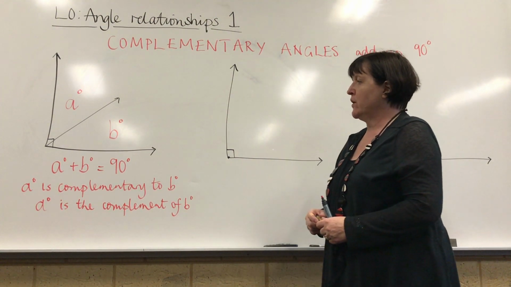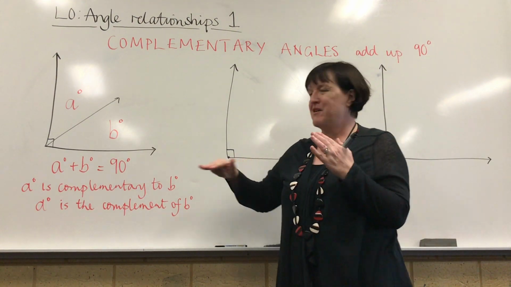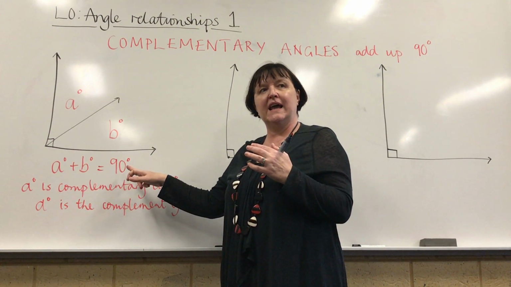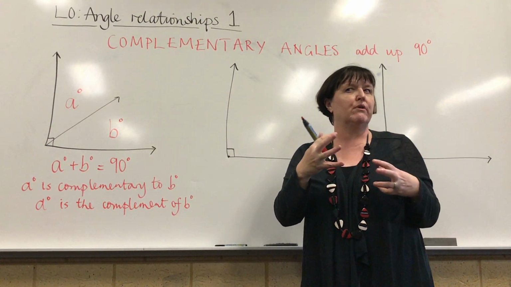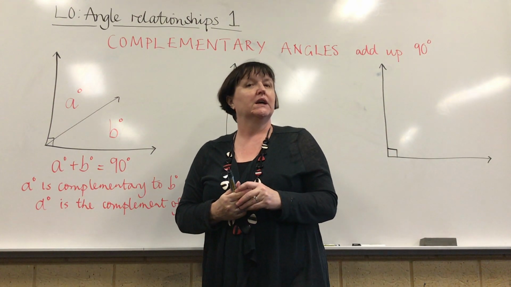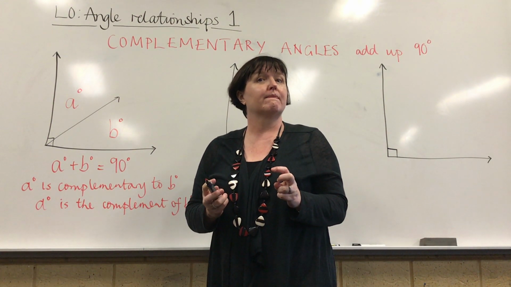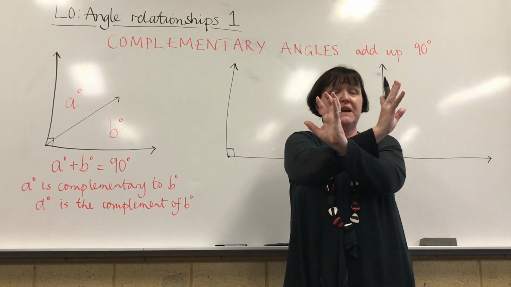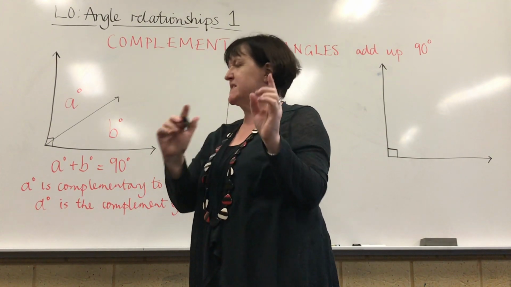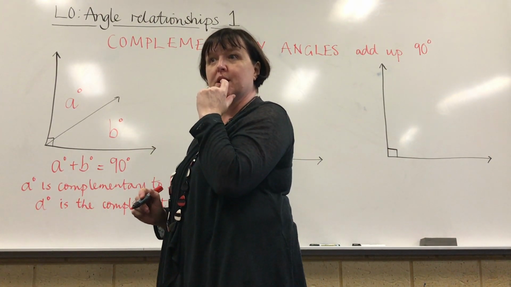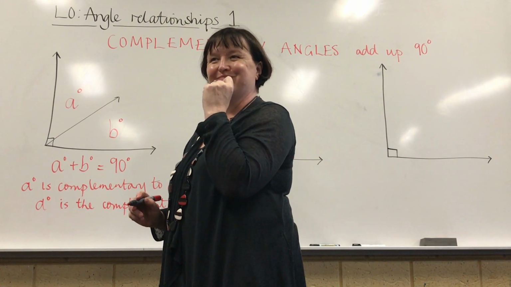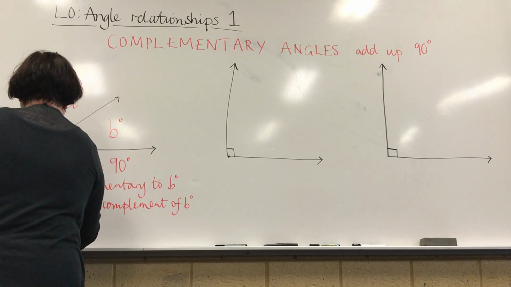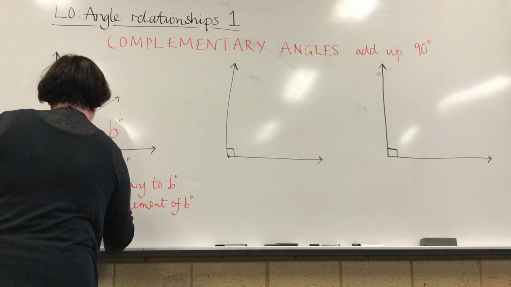Okay. So, can anyone give me another mathematical sentence using angle A, angle B, and 90? Maybe rearrange the equation slightly. Tyler? 90 degrees equals A plus B. That would work as well, because you could just swap it round. I'm looking for a different sign, maybe. 90 minus A equals B. Brilliant. 90 degrees minus angle A equals angle B.